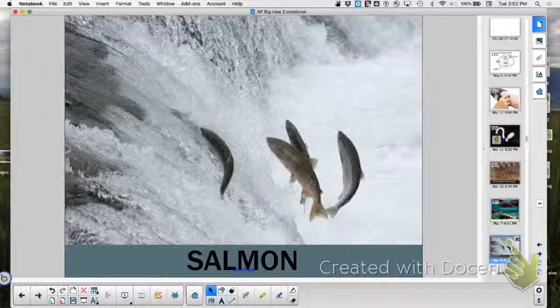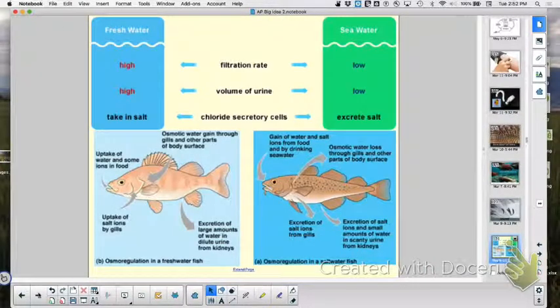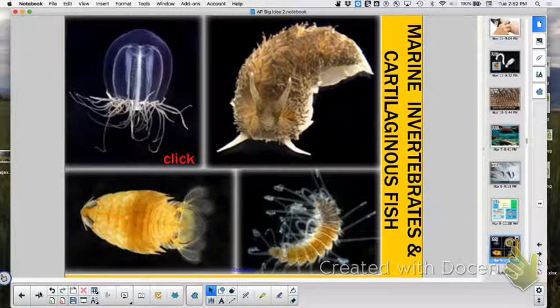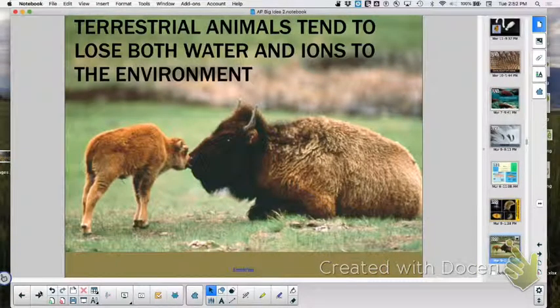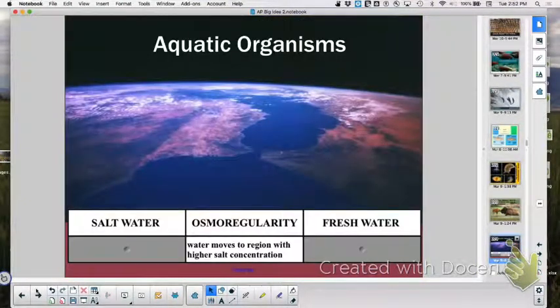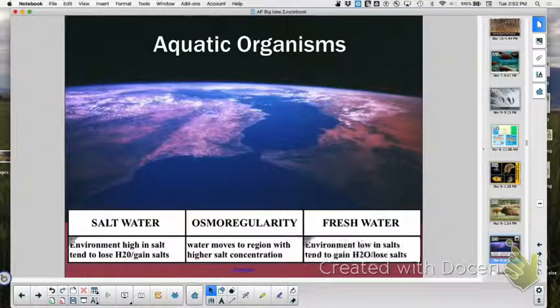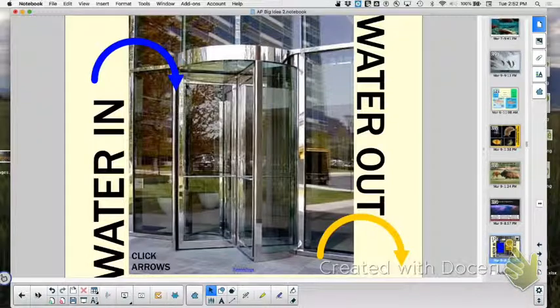Oh yeah, talked about salmon. Oh, we did that. Can I move on? Yeah. Okay, because we talked about that. We know for terrestrial we tend to lose water to our environment. Water in, water out.